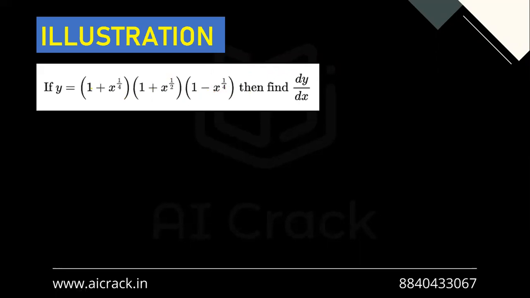Now let's look at this example. y equals (1 plus x) raised to the power 1 by 4 times (1 plus x) raised to the power 1 by 2 times (1 minus x) raised to the power 1 by 4, and we have to find the derivative. The first thought after looking at this question is that we have to apply logarithmic differentiation. But the problem is that we can clearly see it can be reduced. We see (1 minus x) raised to the power 1 by 4 and (1 plus x) raised to the power 1 by 4, which triggers a square minus b square in my mind. So I'll be clubbing both these functions.